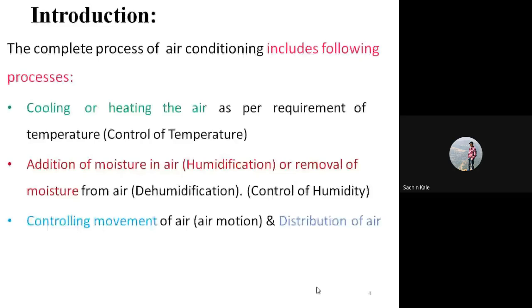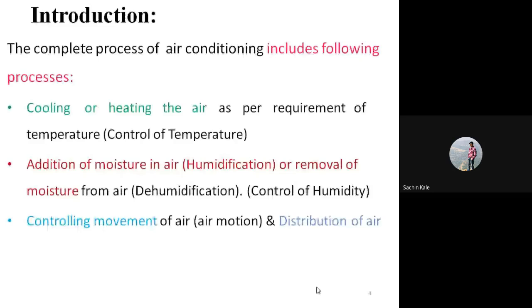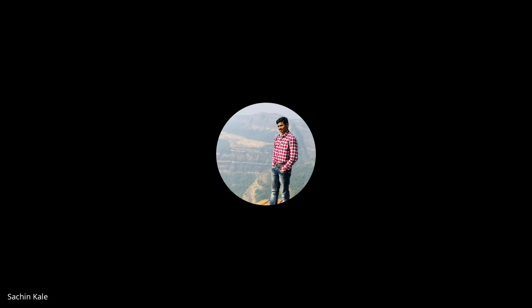Distribution of air means that if all the conditioned air is passing only through a particular region, that means on your face only and not on your full body, then that will not be conditioning of air. So along with controlling the movement or motion of air, you have to pay attention to the distribution of air also. That means there should be equal distribution of air throughout the space, which you have to keep in mind.